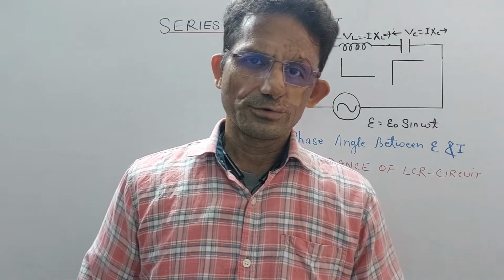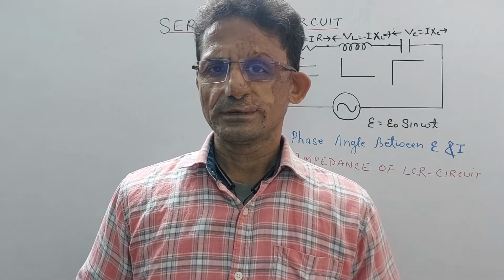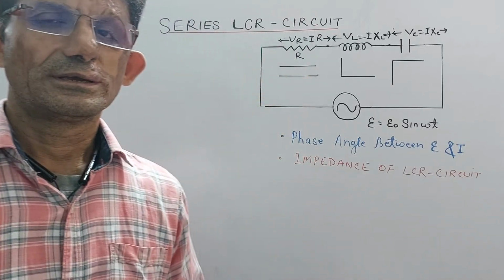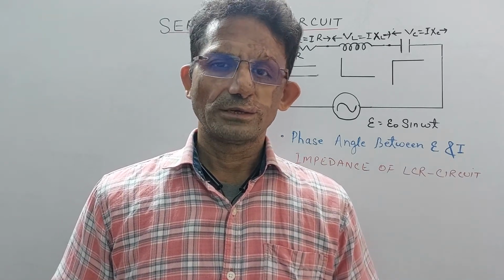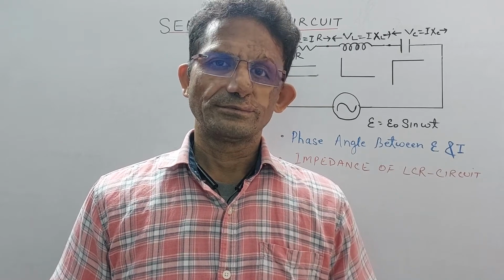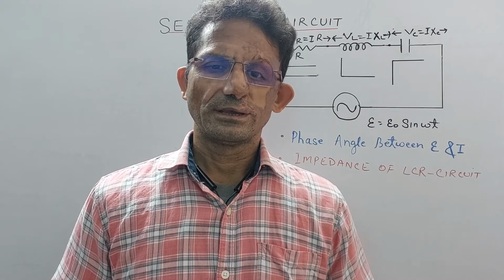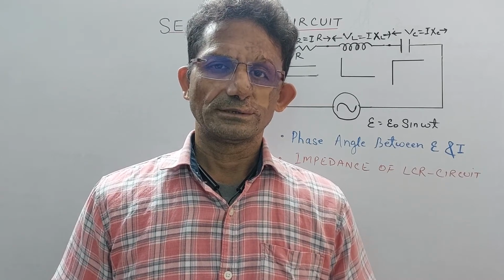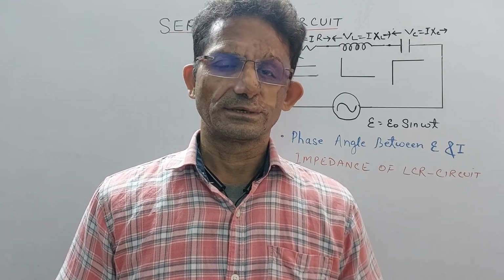Today we are going to start a very important circuit known as the LCR circuit. In the LCR circuit we are using three circuit elements: resistors, inductors and capacitor. We have to find out in this topic the phase relationship between current and voltage, and the second one, the impedance. Impedance, as we know, works to oppose the current flow in the circuit.